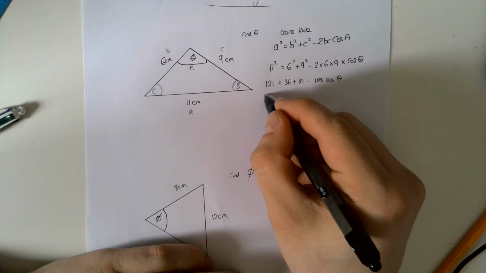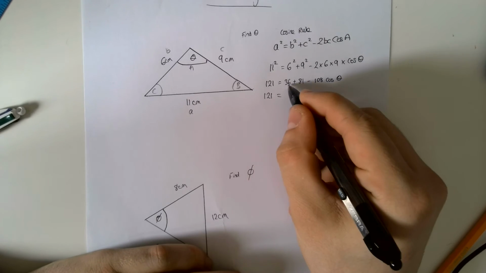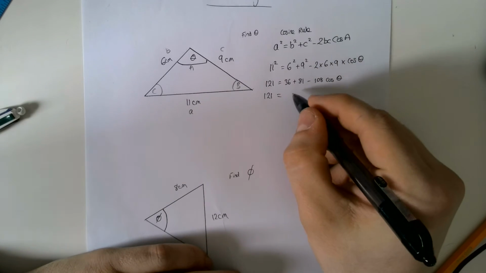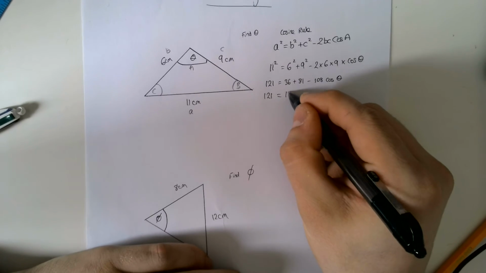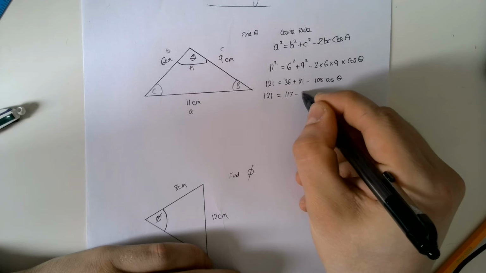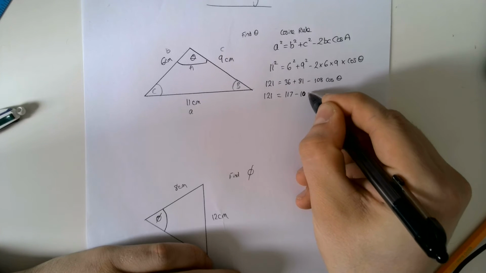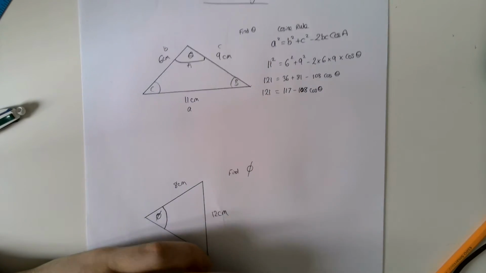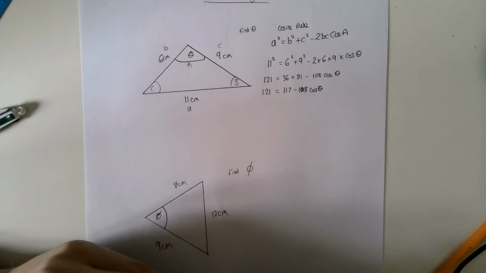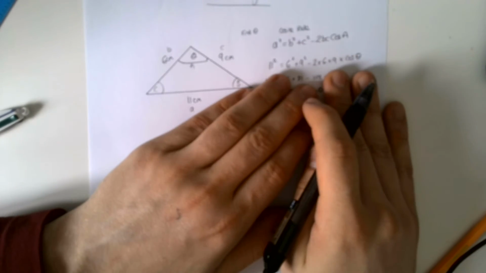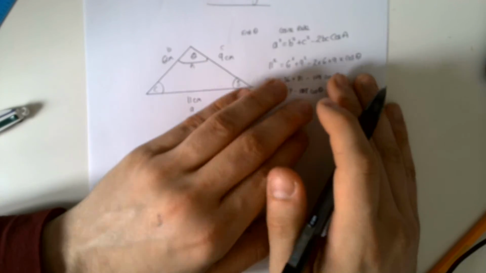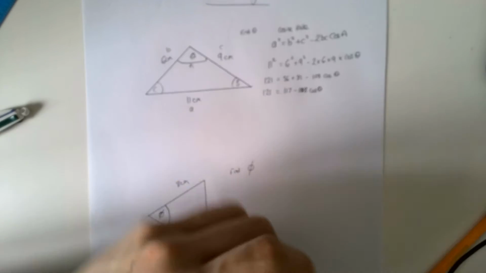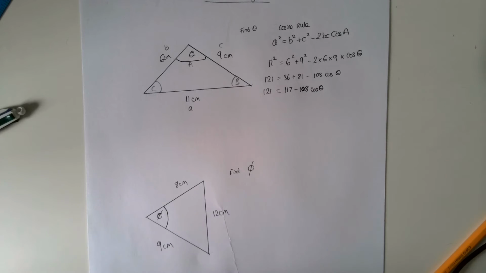Okay, I'm going to tidy it up a little bit. So 121 is equal to 36 plus 81, that's going to give me 117, taking away 108 cos theta. So that's an equation that I can solve. I've turned something that looks really horrible and algebraic up here into a much nicer equation to solve. It's still quite tricky, but it's a lot nicer now.